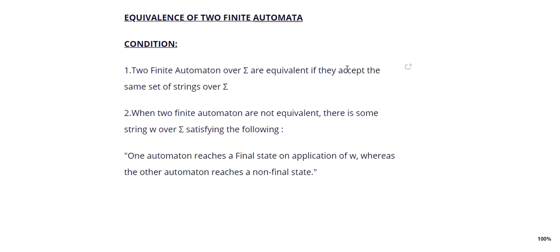I have mentioned the conditions for finding the equivalence of two finite automata. Number one condition is that two finite automata over sigma, the given input alphabet, are equivalent if they accept the same set of strings. This is very important. If one automaton is accepting some set of strings and the other automaton is accepting a different set of strings, then directly we can say that those two automata are not equivalent to each other. Clear?